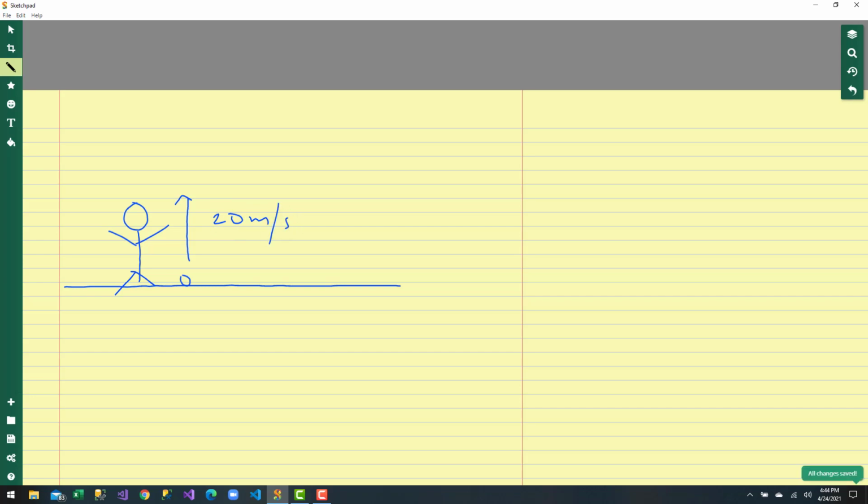All right, so we have a couple of questions we can answer with this. Part A, the question is how high can the object go? How high the object goes.